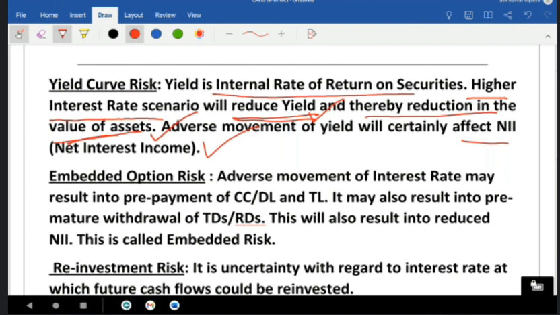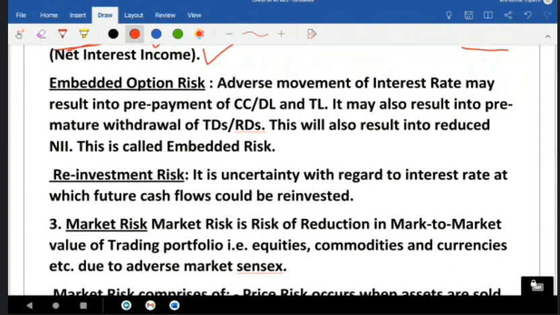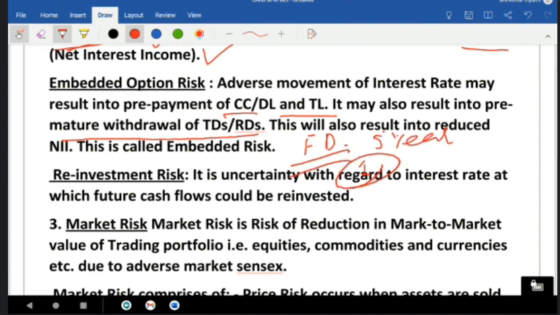Next we'll see embedded option risk. Adverse movement of interest rate may result in prepayment of CC on a term deposit, and it may result in premature withdrawal of TD and RD. This will also reduce net interest income. So what is embedded here? If one customer is doing an FD for 5 years and comes after 1 year, then you have to pay. But based on this deposit, you have given a loan to somebody else. So this becomes an embedded option.